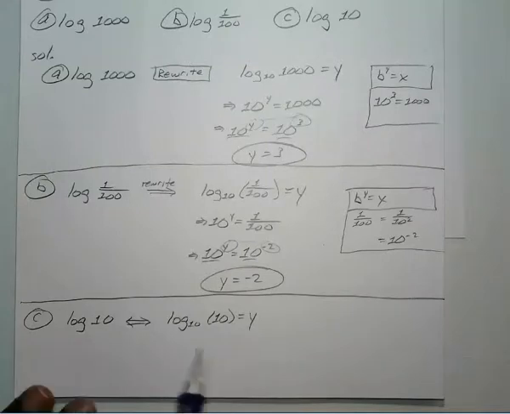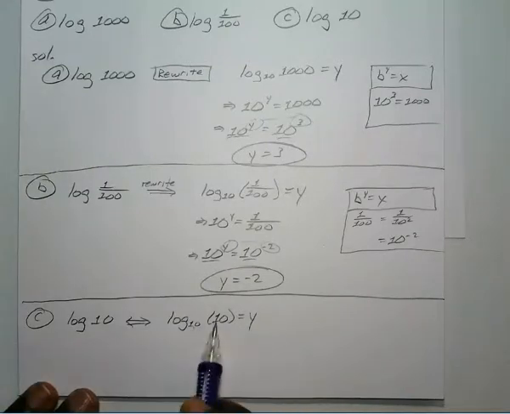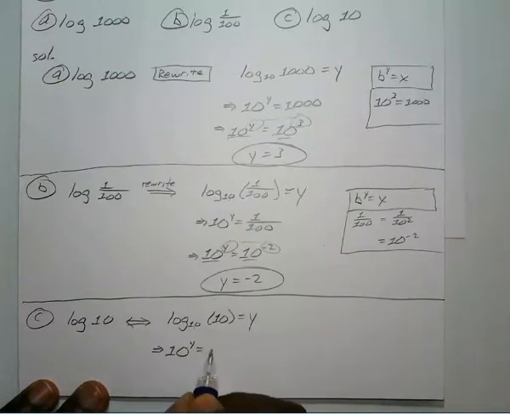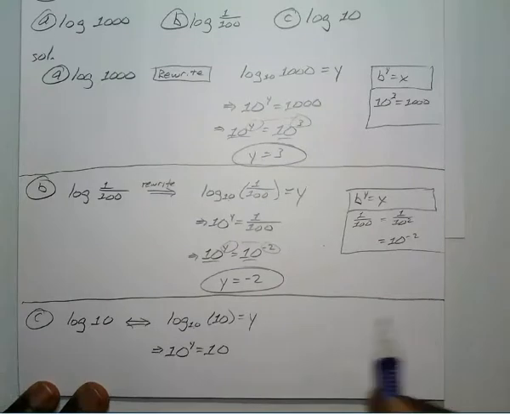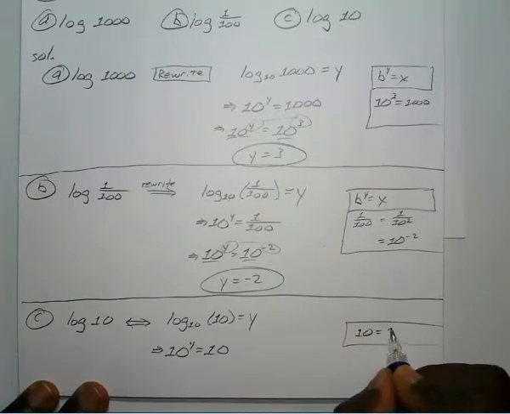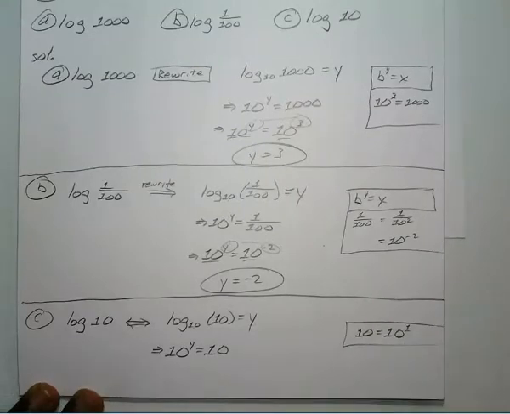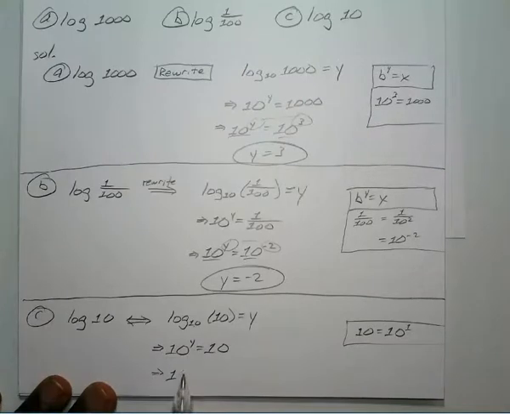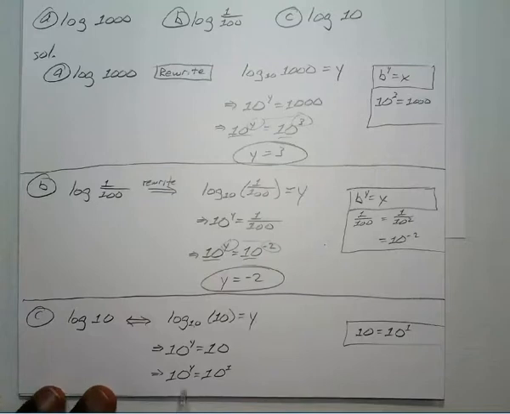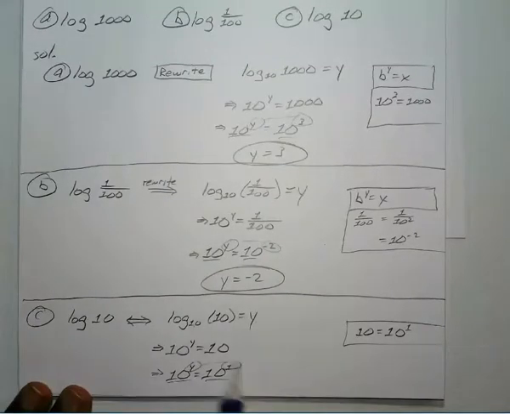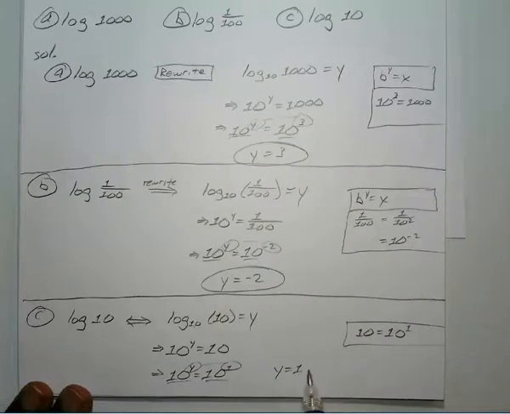Okay, so once we convert it, 10 to the power of y is equal to 10. And we also know that 10 is just equal to 10 to the first power. So we have 10 to the power of y equals 10 to the first power. So once we know our bases are the same, our y is equal to 1.